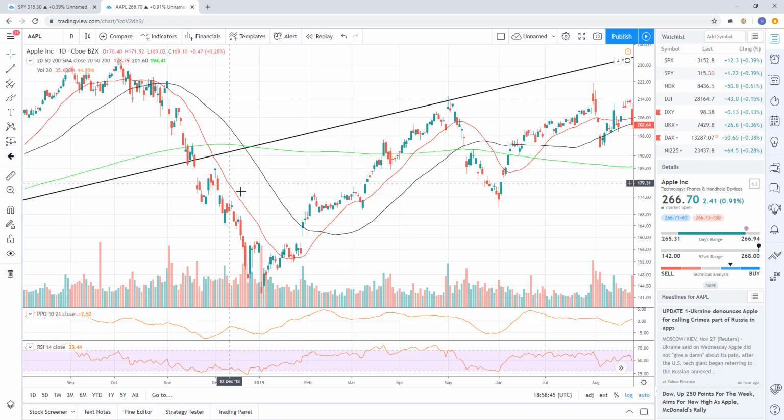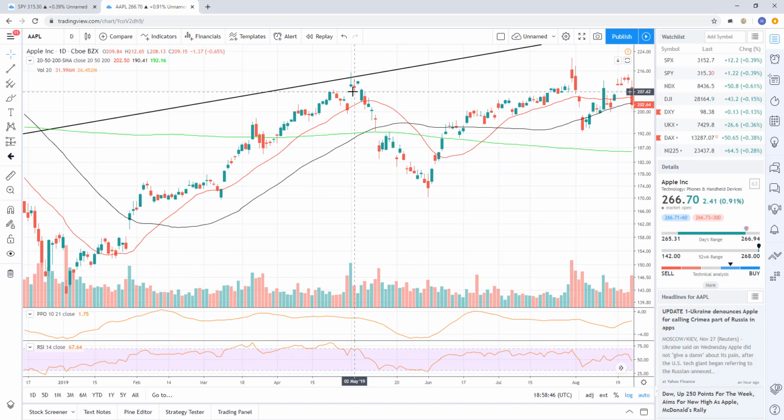And you'll notice that the next time we hit it right up here, we gapped up right into that resistance line, and look at the volume. Another spike in volume right there.